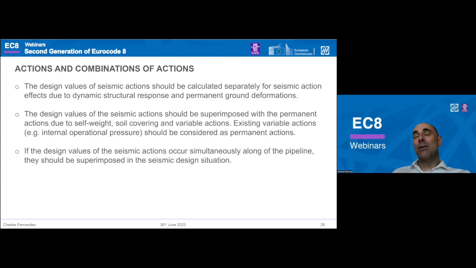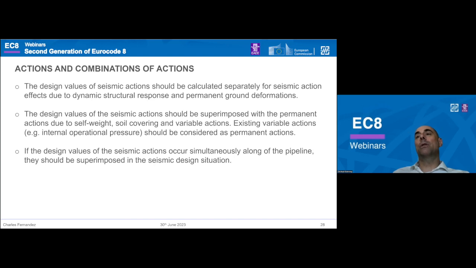So similar to the combination of the seismic actions for above ground pipelines, we need to incorporate the internal pressure, of course. And the funny thing is that the internal pressure sometimes has a positive effect, especially in the bends, because it will reduce the danger of buckling, because it will somehow smooth the pipeline.